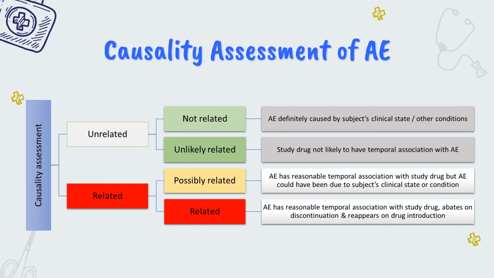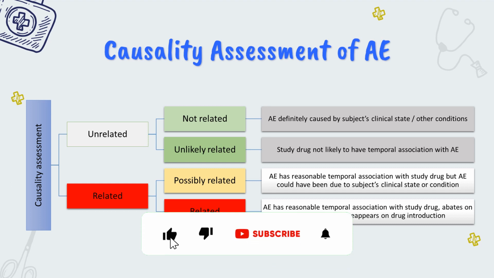Now, finally, whether it is an AE or an adverse drug reaction, it is very important for you to assess the causality, whether it is related to the study drug. So causality assessment can be done by two methods. Okay, and in this, we will see what the types of causality are and what they mean.